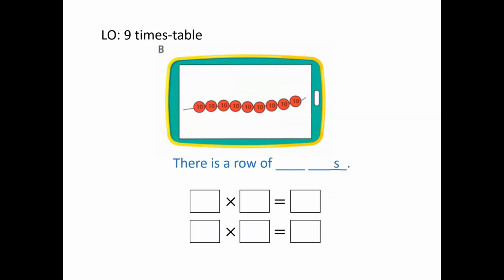B is representing a different multiplication fact. There is a row of 9 tens. Writing that as a multiplication equation, we write 9 times 10 is equal to 90, or it may also be written as 10 times 9 is equal to 90.